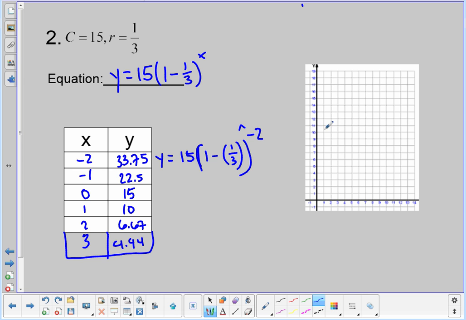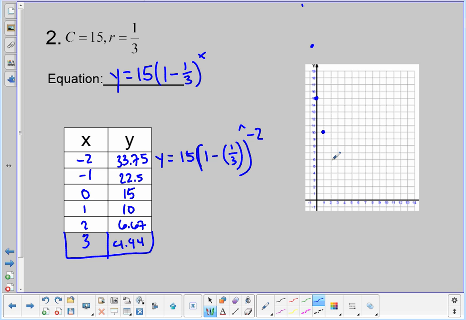-1, 22.5. It's off my coordinate plane, but I can get there. There's 19, that'd be 20, 21, 22.5. So I'm a little bit off my coordinate plane, but I can still pretty much see it. 0 is 15, that's that y-intercept that we know about. 1 is 10.